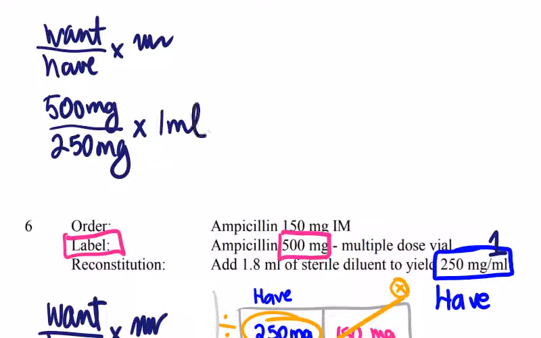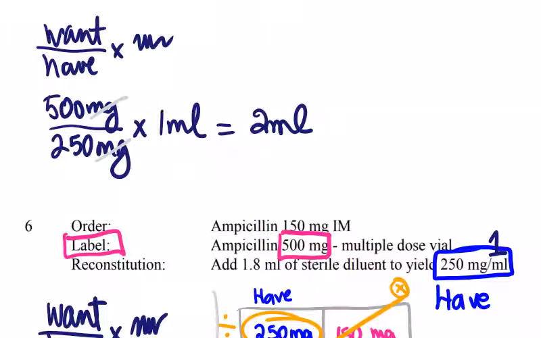The milligrams again go away. We can even do this one in our heads. 500 divided by 250 is 2, and 2 times 1 is 2 mils. So the total volume of the reconstituted solution is 2 mils.